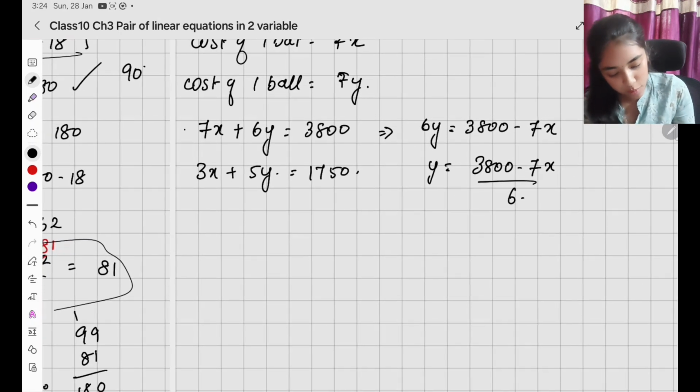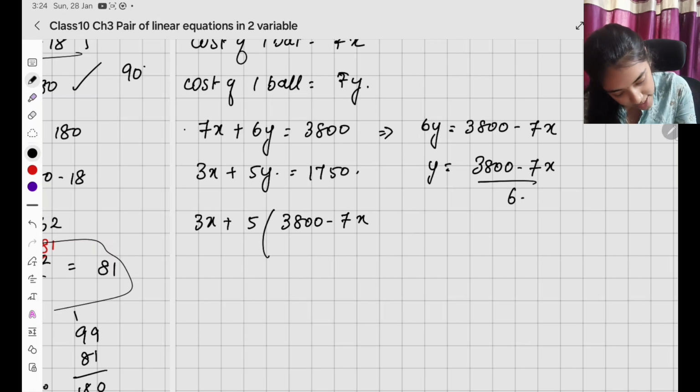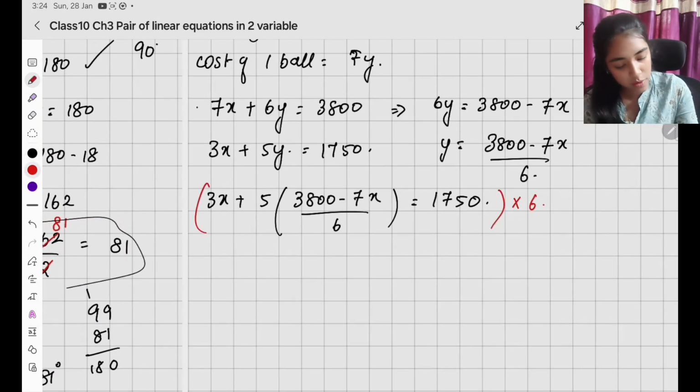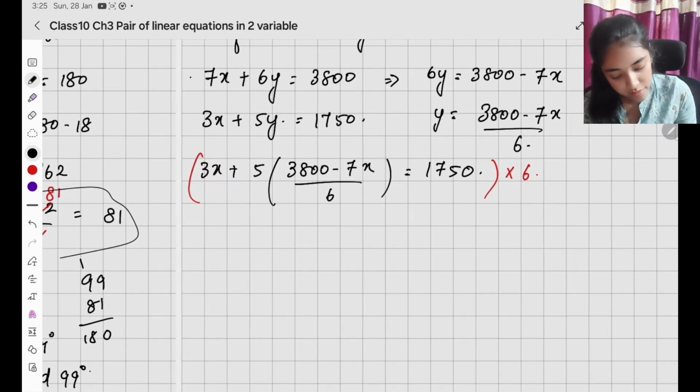Okay. Now substitute. So I have 3x plus 5 into the y value, (3,800 minus 7x) divided by 6, equals 1750. Okay. Now I'm going to get rid of the 6. So I'm going to multiply the whole equation by 6. So what am I going to have?